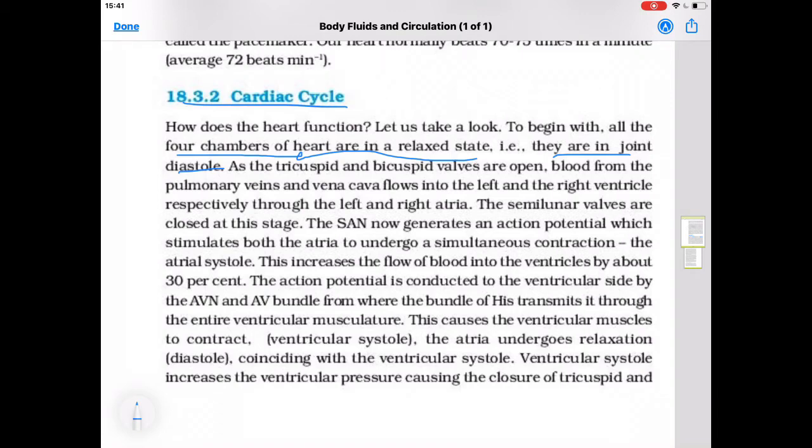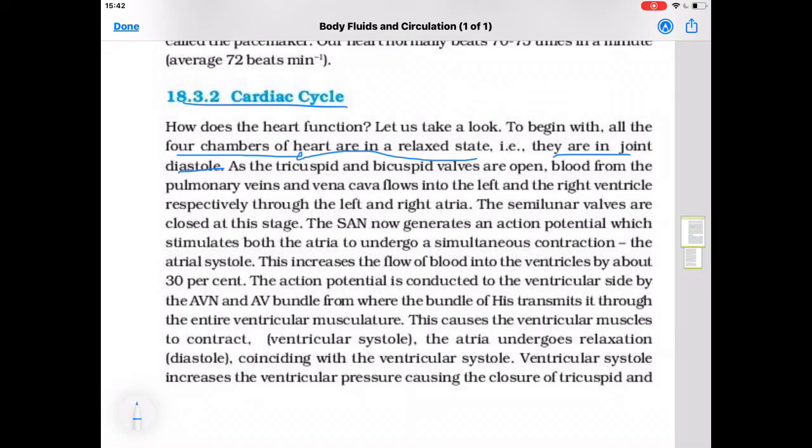During this filling of blood, atrioventricular valves, that is bicuspid and tricuspid valves, are open. Atrioventricular valve means bicuspid, which is present in the left side, and tricuspid, which is present in the right side. They are open and allow the blood to flow from atria to ventricles.